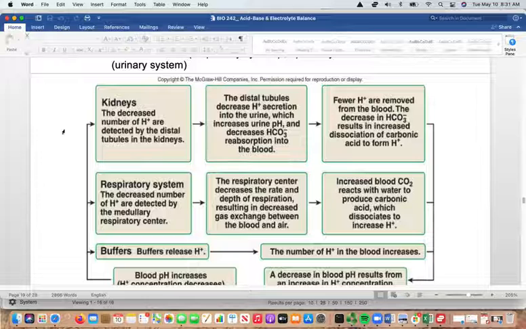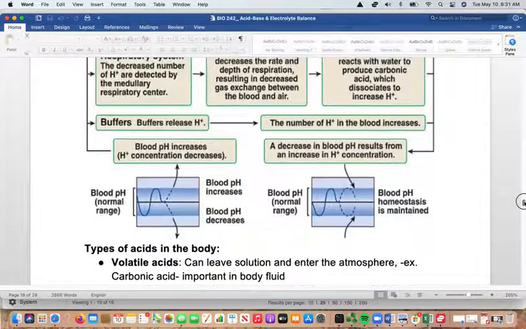And then the kidneys, they can decrease the number of hydrogen ions detected by the distal tubules. They'll decrease the hydrogen ion secretion in the urine, which will increase the urine pH. And then you have fewer hydrogen ions removed from the blood, and that will increase the dissociation of carbonic acid to form the hydrogen ion. So all three of these are going to be working together to try and maintain proper pH.